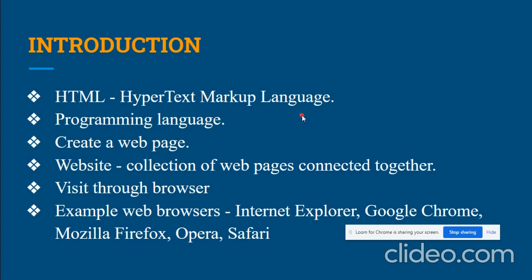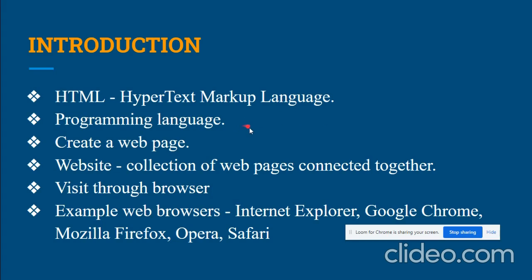Say you want to view Wikipedia. So how do you view Wikipedia? First of all, you open a browser. So what is a browser? A browser is something which helps you to view a web page or a website.